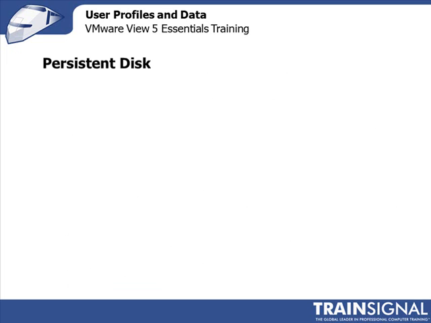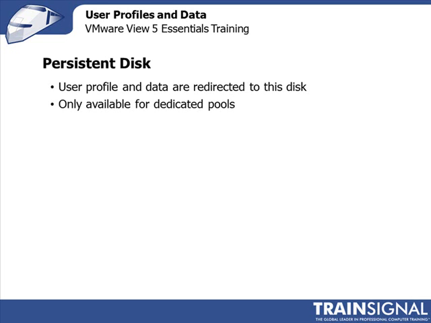Now let's talk about the persistent disk. The persistent disk works by redirecting the user's profile and data directories out onto a different VMDK disk. This gives us the unique capability of being able to detach this VMDK and reattach it to a different machine. Given the architecture of how persistent disks work, they're currently only available for dedicated pools, so users that are in floating pools cannot take advantage of a persistent disk.